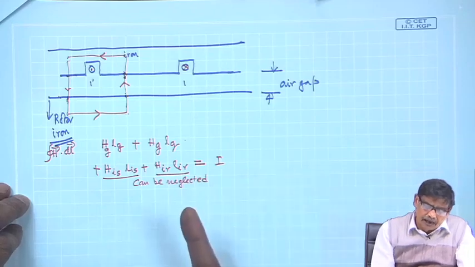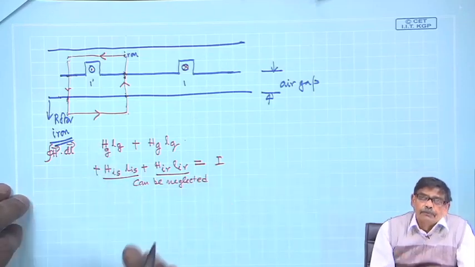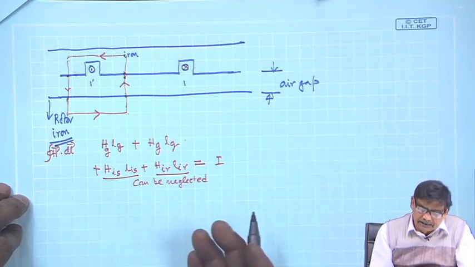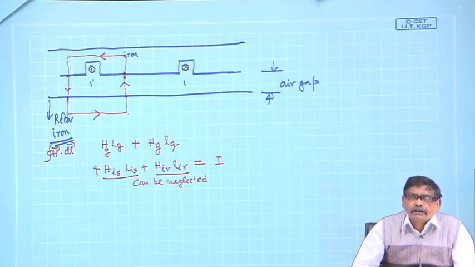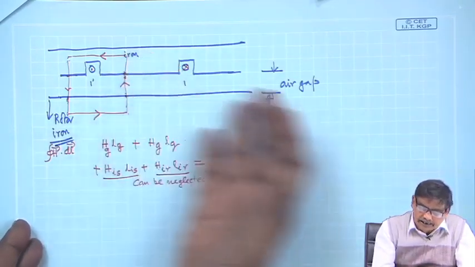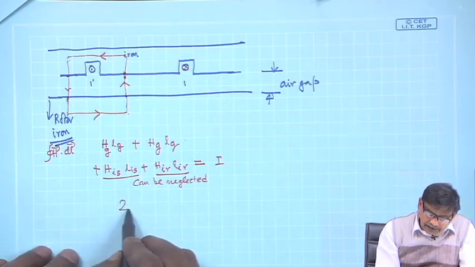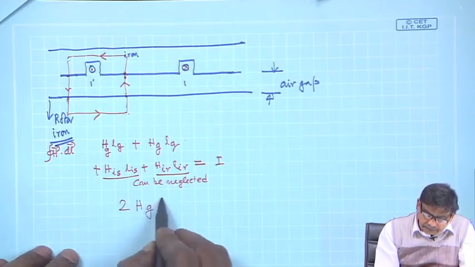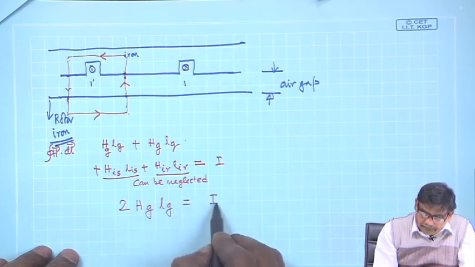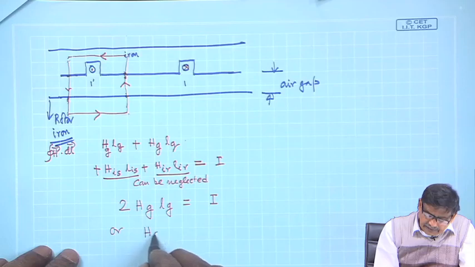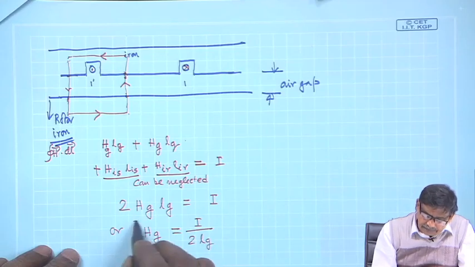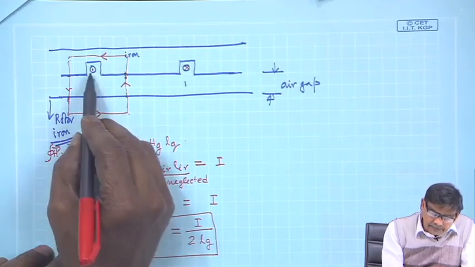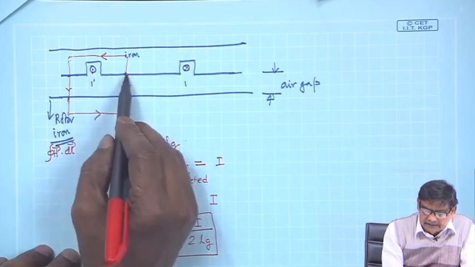We will always assume iron is a very good type of iron with respect to the air gap. It physically means that it requires very little MMF to create a flux in the iron. Most of the MMF will be dropped in the air gap. So, ultimately what you will get is 2 Hg Lg is equal to I, and I will say Hg is equal to I by 2 Lg. So, at a given distance from this point, say x, this is the field.